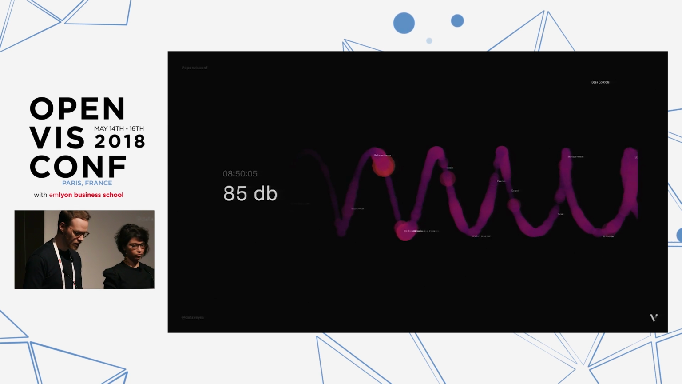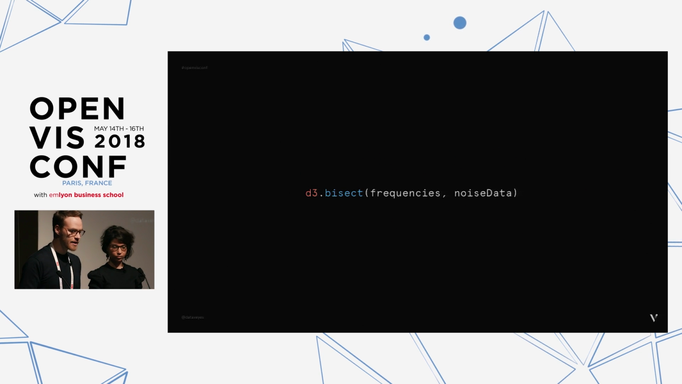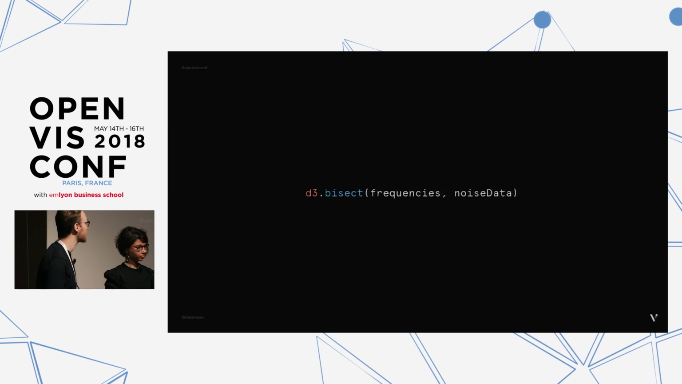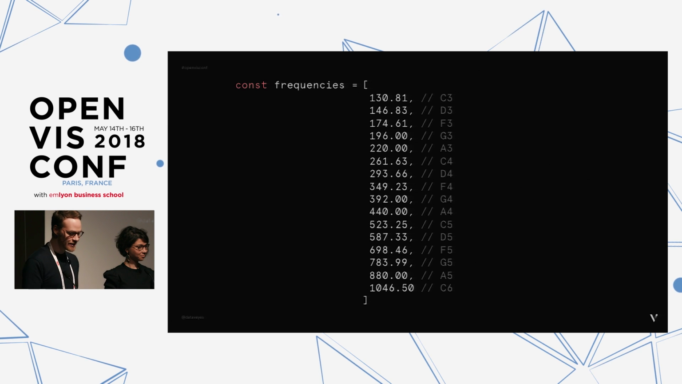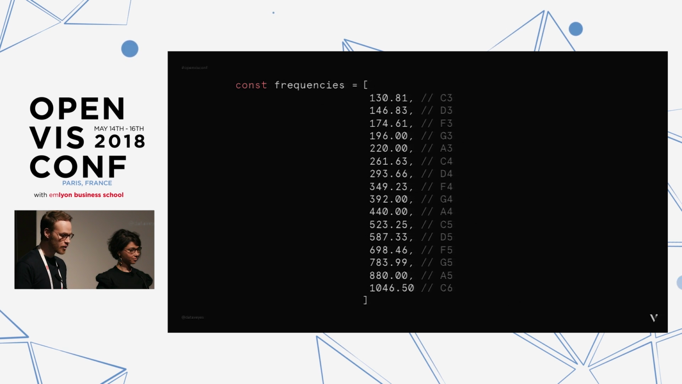That's thanks to D3 bisects, which match noise level with frequency of pentatonic musical notes, beginning with the note C and covering 3 octaves from C3 to C6. I don't know if some of you are very familiar with music theory. We can now hear the world data, and we call it data-driven melody.